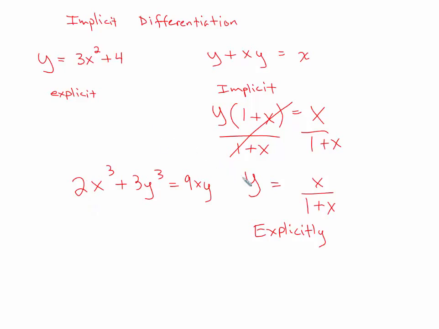All right, so let's take a look at our first example. Now I know that we can rewrite this problem so that it will be explicit, and it's way easier to take the derivative of an explicit function. But for the sake of learning how to do implicit differentiation, we're going to leave the function like this, and we're going to differentiate it implicitly.